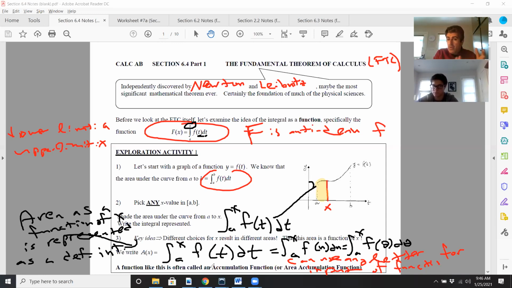Obviously, if you move x closer to A, then of course you have a lesser area, right? That's one type of explanation we just did.